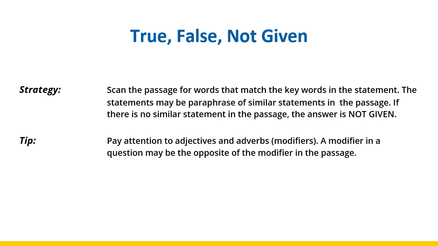The main thing you have to do during this task is to scan the passage for words that match the keywords in the statement. The statements may be a paraphrase of similar statements in the passage. And if there are no similar statements in the passage, your answer will be not given. The most important tip here to remember is to pay attention to adjectives and adverbs. We also call them modifiers. Also, it's very important to remember that a modifier in a question may be the opposite of the modifier in the passage.